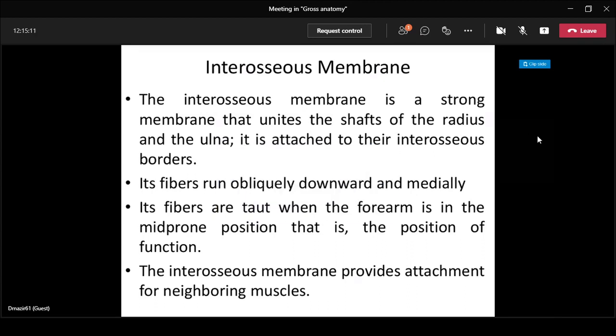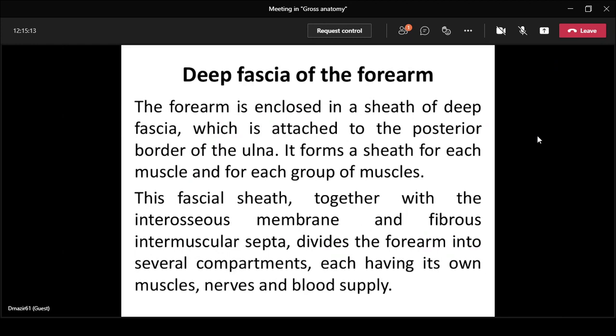So the deep fascia, fascial sheaths together with the interosseous membrane and the fibrous intermuscular septa, which are partitions running from the under surface of the deep fascia between the muscles, divide the forearm into several compartments, each having its own muscles, nerves and blood supply.